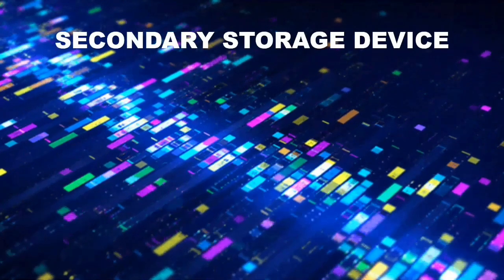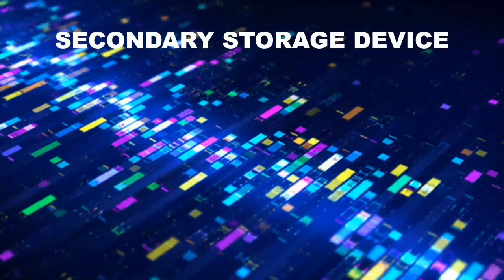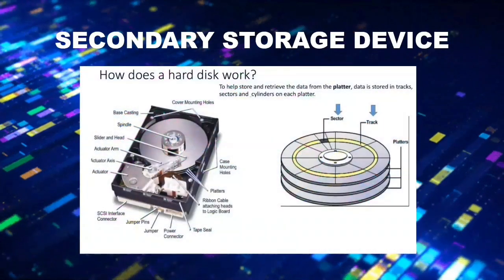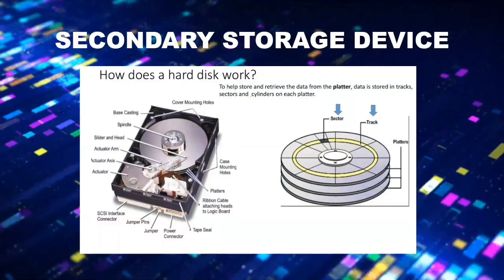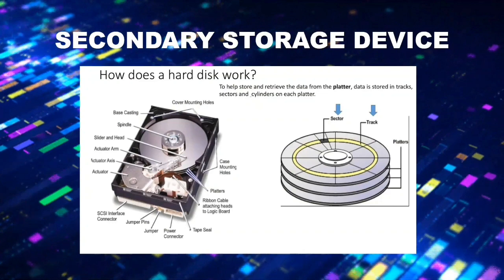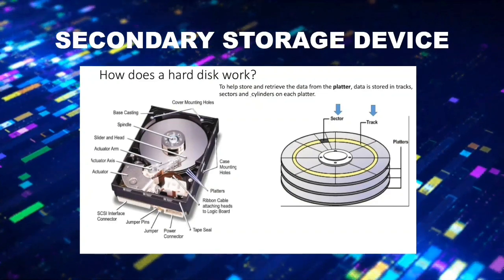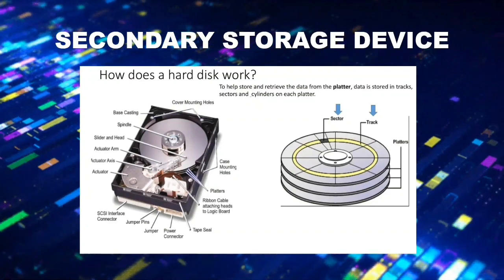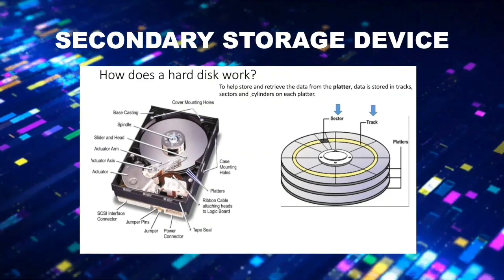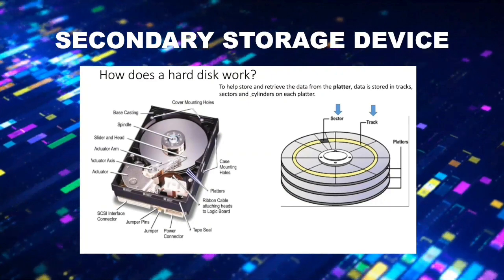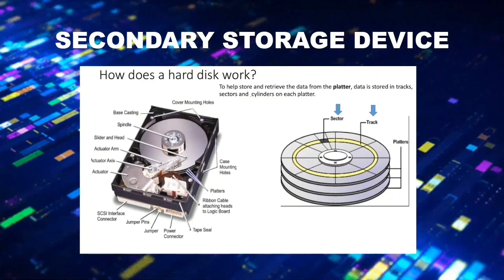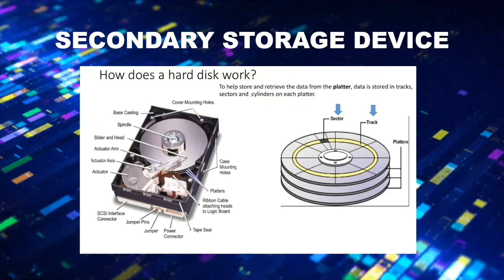So we consider hard disk drive as a secondary storage device. Here is the diagram. These are the different parts of a hard disk, and we see that there are several tracks inside the hard disk, and there are sectors, which are the smaller parts within the tracks, and within every sector there are different types of data stored.